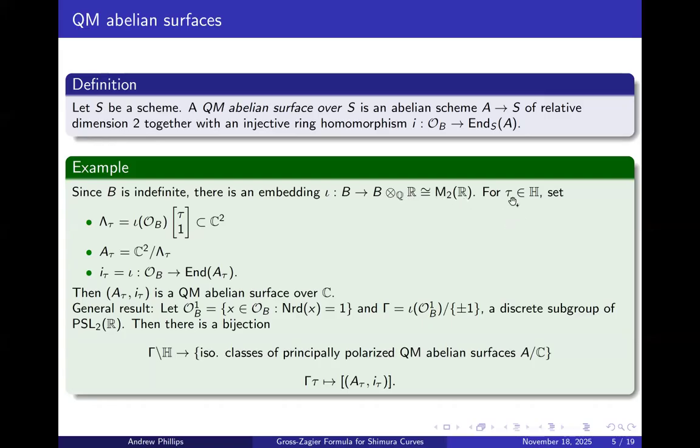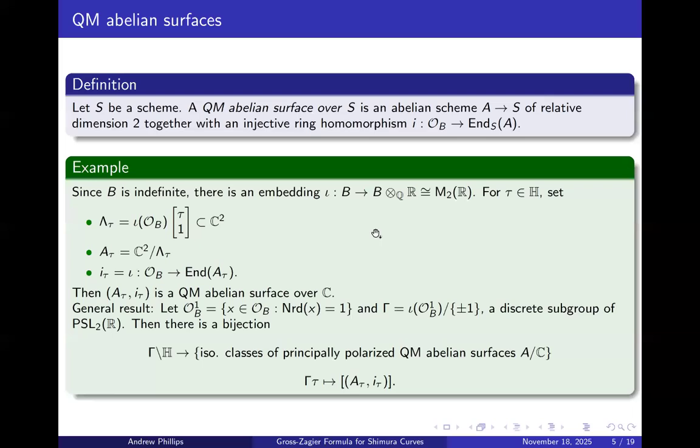So if we start with a number tau in the upper complex half plane, we look at this lattice, Lambda_tau, where we inject this maximal order into M_2(R), viewing it as matrices, and apply it to this vector (tau, 1). We get a lattice in C^2, and then we can form the quotient, the torus C^2 modulo this lattice. Then we have an action of O_B on this quotient through this injection.